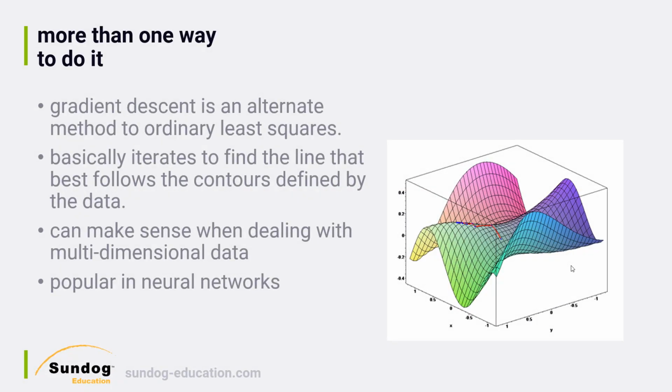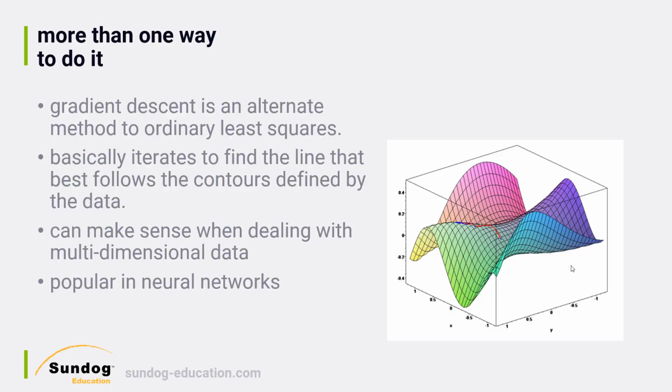We can also use a technique called gradient descent. And in the field of AI and neural networks, it tends to be how we do things. The idea is that we basically iterate to find a line that best follows the contours defined by the data. So we're descending along the contours of our data set here and trying to find the minimum error values as we go down those contours.